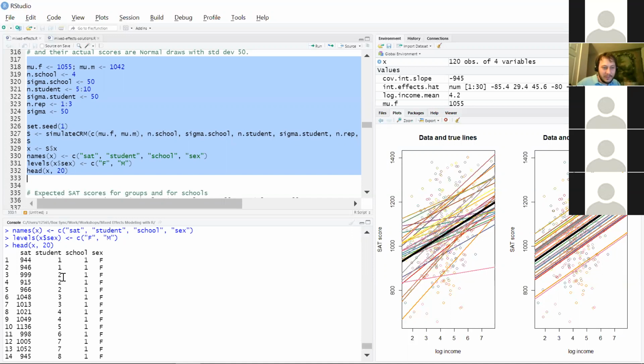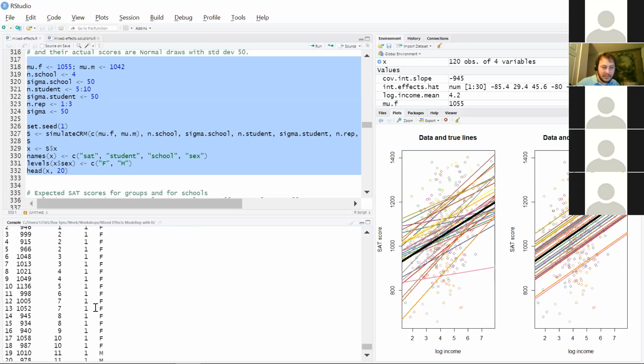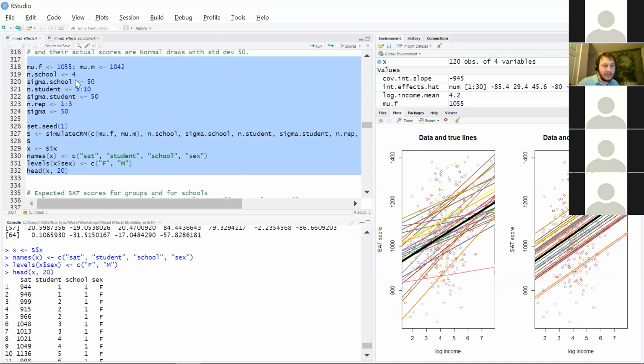Student 2 took 1, 2, 3 SATs. Took the SAT 3 times and got these scores, and is still a member of school 1. All right, and you scroll down. Wow, the first 20 are all from the same school. But we only have 4 schools, and we're doing between 5 and 10 students per school, and between 1 and 3 SAT repetitions per student.